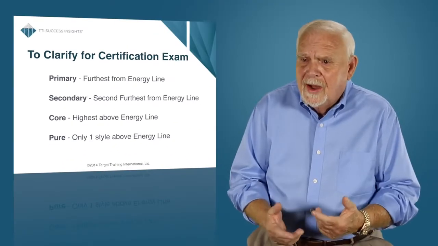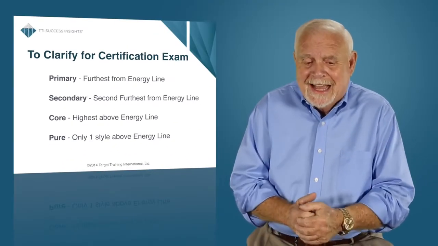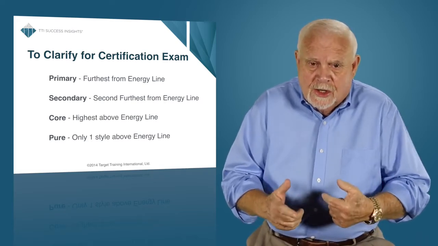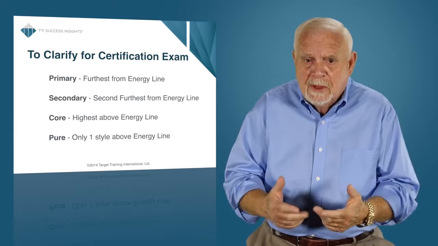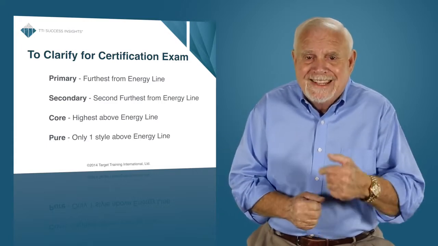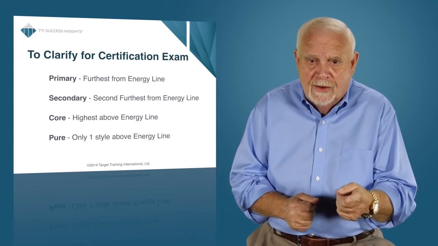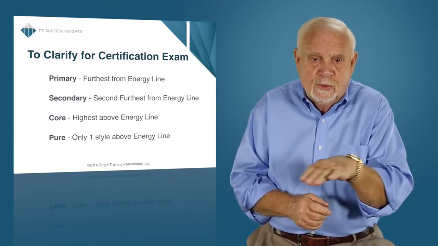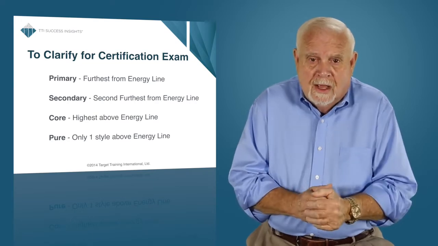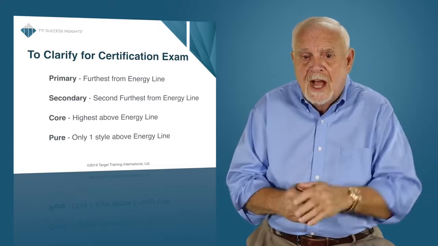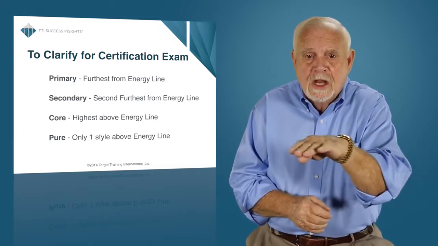Now, I really want to clarify a couple of things for the certification exam. In our concept of developing a computerized, personalized report, the first thing we do is identify the primary behavior. Primary is furthest from the midline, or the energy line, quite often referred to. Our graphs are based on a 100-point scale: 0 at the bottom, 100 at the top, 50 is our midline.